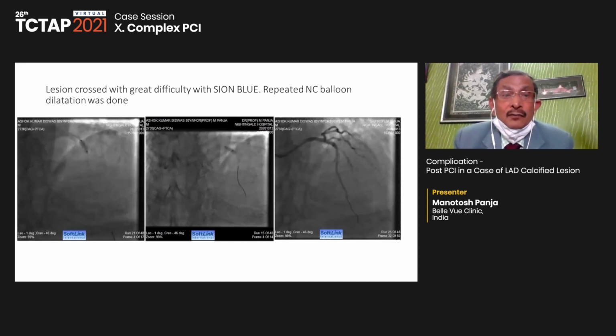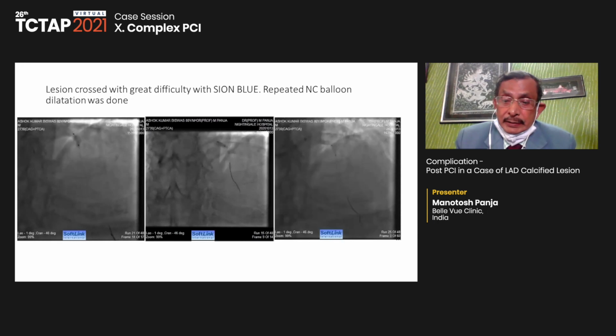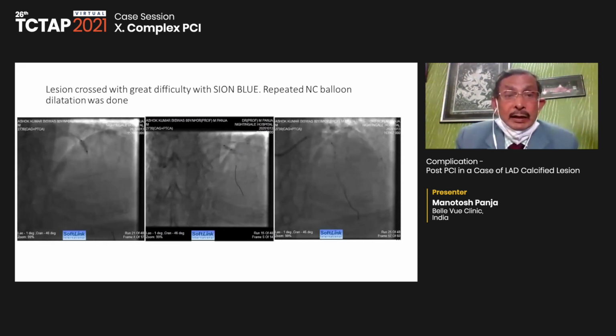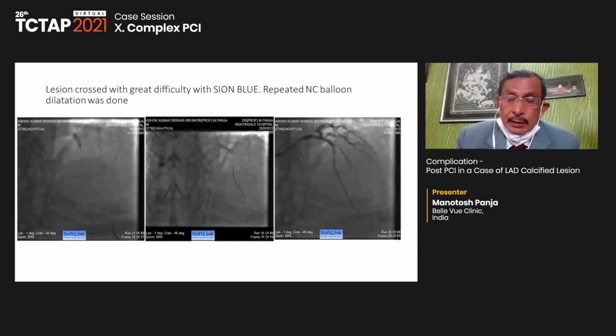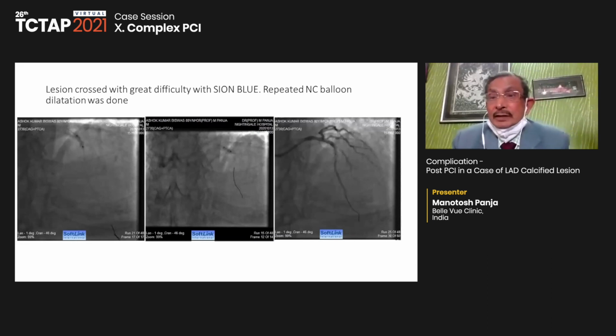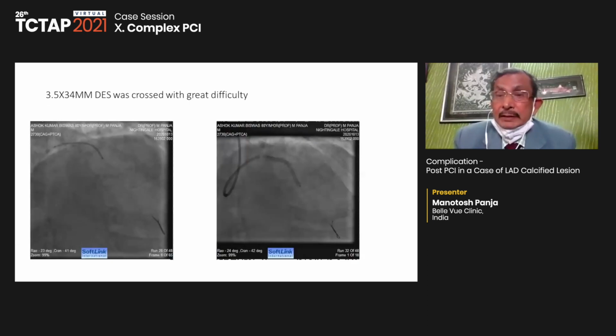Initially a 1.5, then 2.5, then ultimately 3.5 NC balloon, repeatedly dilated subsequently. And ultimately I got an appreciable result by the plain balloon. I was reluctant to use the rotor; that day the rotor was out of order in my cath lab. So I did repeated sequential dilatation with NC balloon from the proximal LAD. Ultimately you see the appreciable result on the extreme right, that is the result by the balloon.